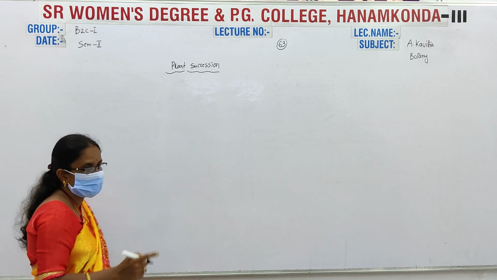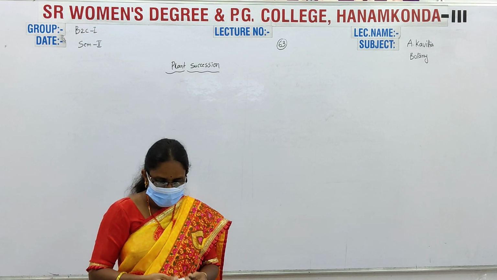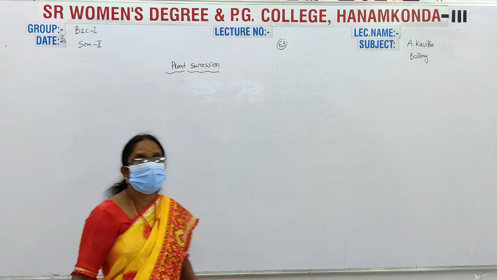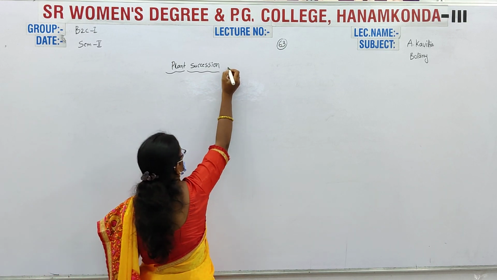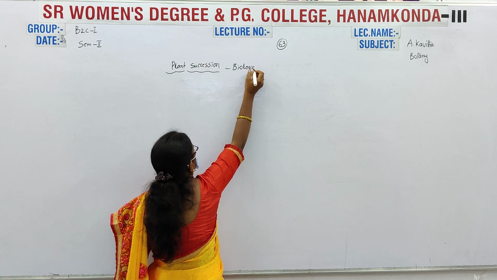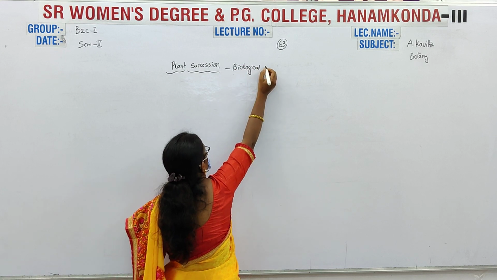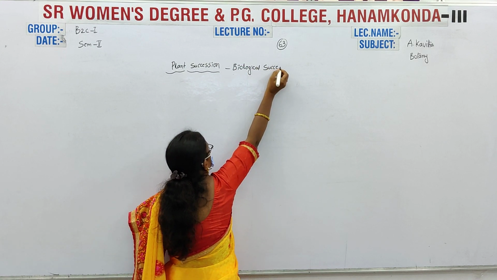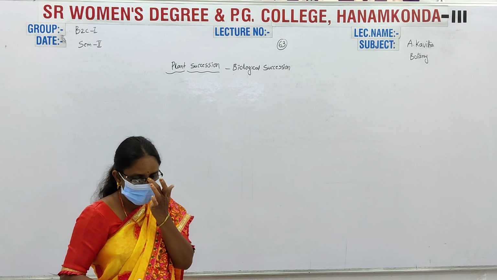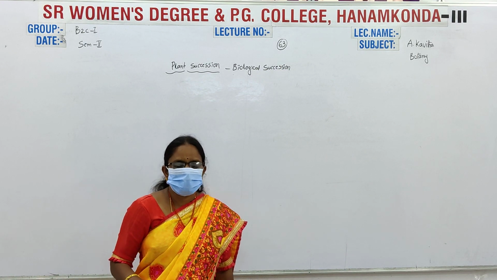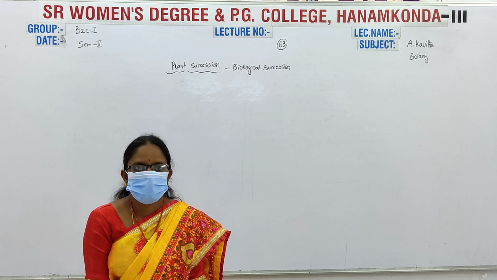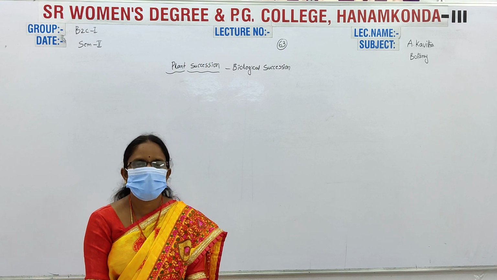Plant succession is also called biological succession. It means the change of the communities in a particular place.